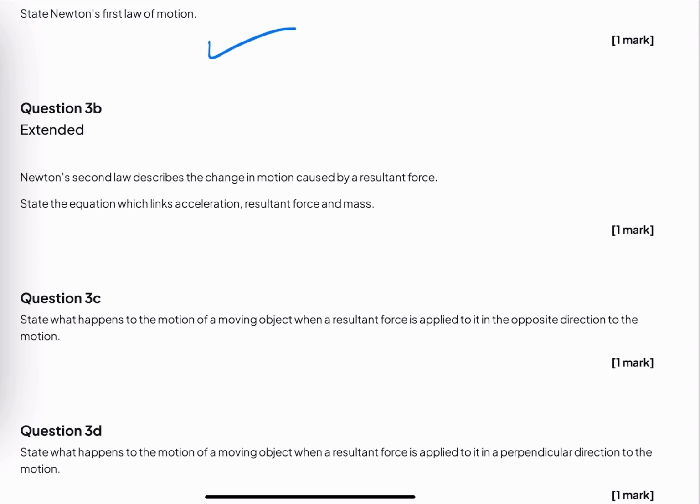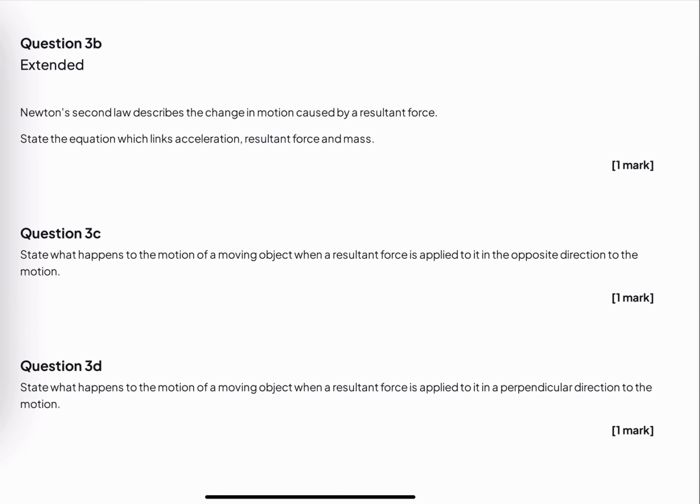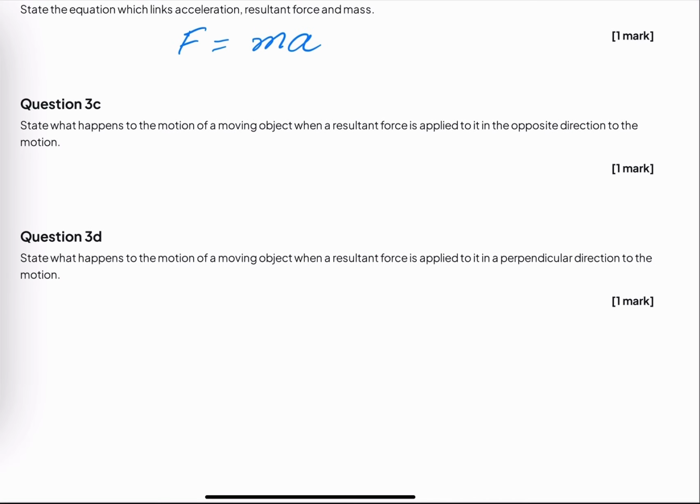State the equation which links acceleration, resultant force and mass. You just have to write down Newton's second law, that is force is equal to mass times acceleration, F equals ma. In question 3c, state what happens to the motion of a moving object when a resultant force is applied to it in the opposite direction of the motion. Whenever the resultant force is opposite to the direction of motion, the object will slow down.